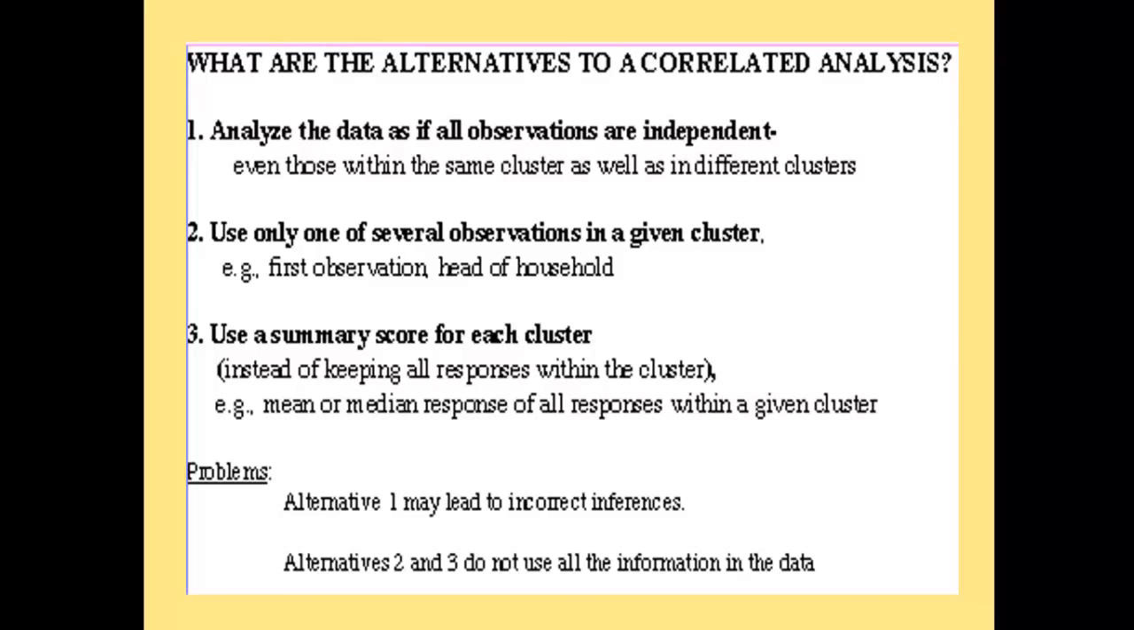Now, the other two alternatives make sense because they help you simplify the problem, in the sense you don't have to deal with this multiple set of observations within a cluster. However, what you're not doing is using all the information, you're summarizing it. So you're not getting the nuances between different observations on different subjects, or on the same subject within a cluster. So alternatives 2 and 3 do not use all the information.